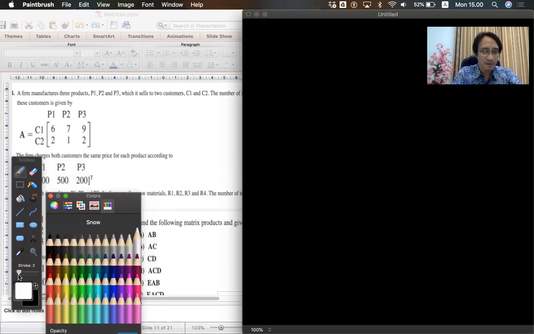Okay, here you go. So in this case, we are going to find out the total revenue of the matrix. The total revenue, based on this information, can be generated from E times A times B.